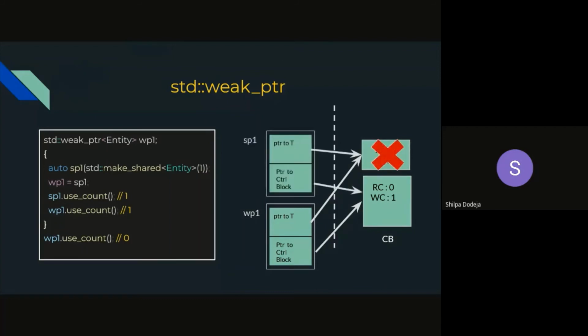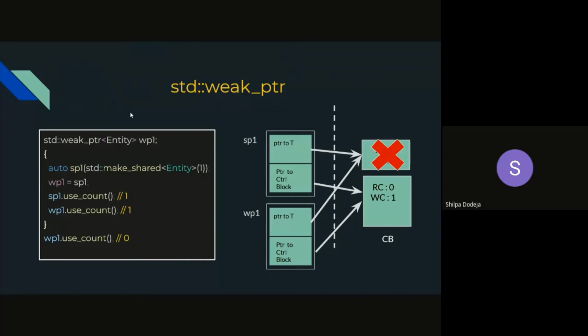Now, this entity object is created. The shared pointer is copied to the weak pointer, and then if I try to check the use count, that is, how many owners are pointing to a particular resource, in both cases, SP1 as well as the weak pointer, I would get 1.